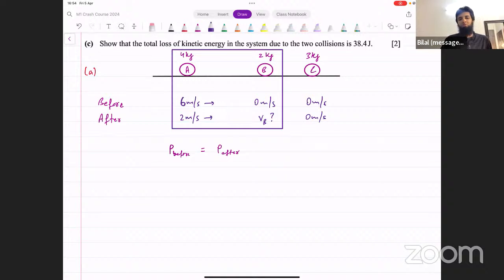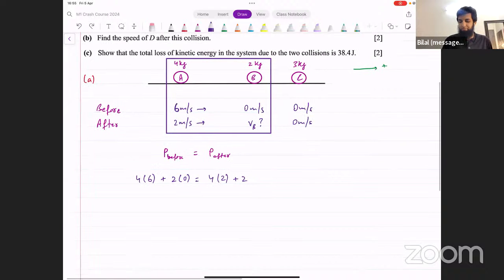Momentum before collision, momentum of A, 4 is the mass into velocity, that's 6. Remember, we have to take one direction as positive. Let's take right as positive. 4 into 6 plus momentum of B, mass is 2, but velocity is 0 because it was at rest. What about after collision? Mass of A is 4, velocity of A is 2, 4 into 2 plus mass of B, which is 2, into velocity of B, that's VB.